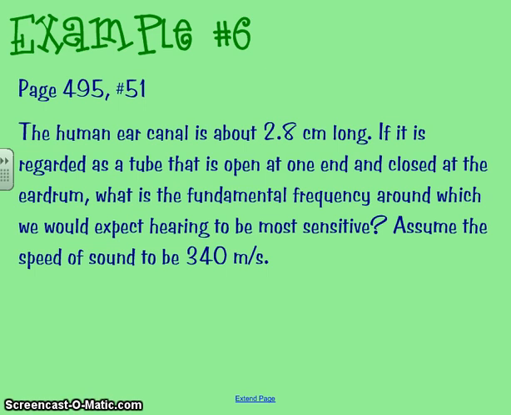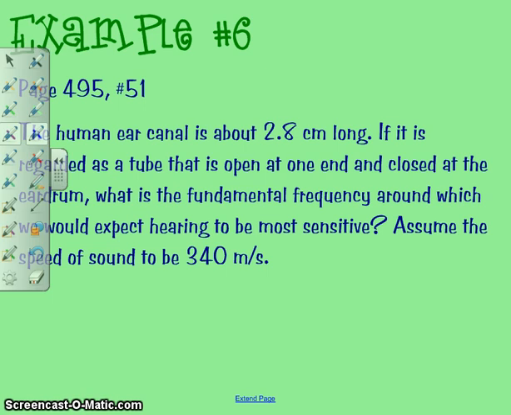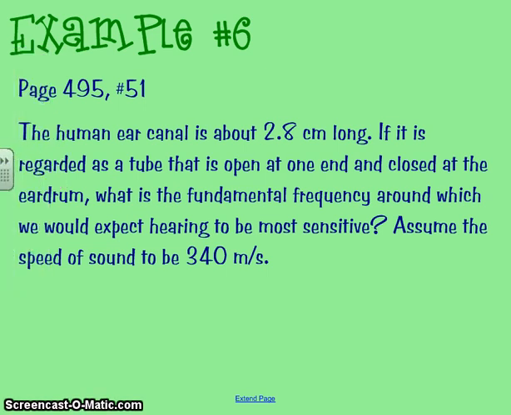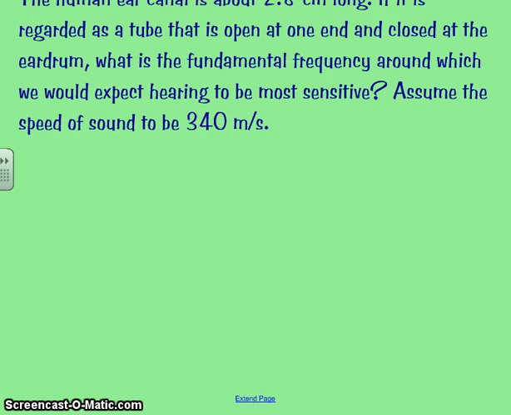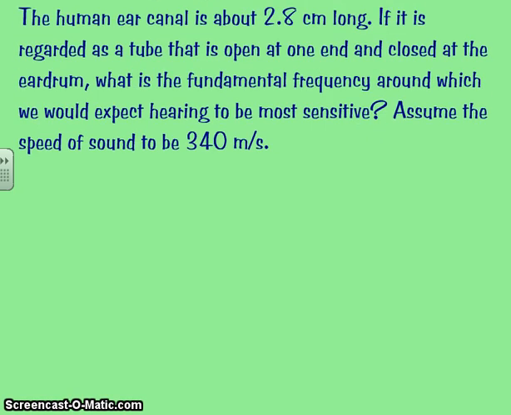Okay, back from trying. Let's see how you did. The problem tells us that this human ear canal is like a closed pipe, open at one end and closed at the eardrum. And we want to find its fundamental frequency, the frequency around which we would expect hearing to be the most sensitive. There's one thing a little bit different in this problem. It gives us the speed of sound at 340 instead of 343. We'll go ahead and use what it gives us.